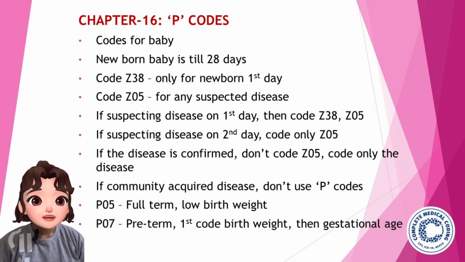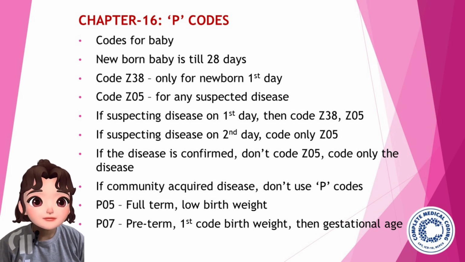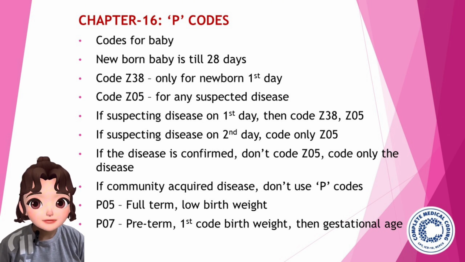Now, if it is a community acquired disease, we should not use P codes. P05 represents full term baby, but low birth weight, whereas P07 represents preterm babies. So for preterm babies, you have to always code the birth weight first, then the gestational age, because it's preterm, right? So we have to code the gestational age also, but always code the birth weight first.